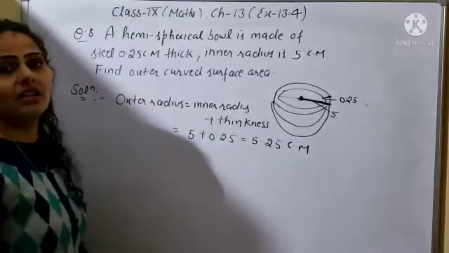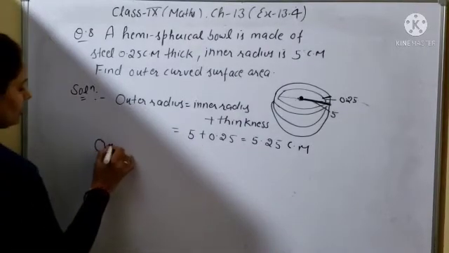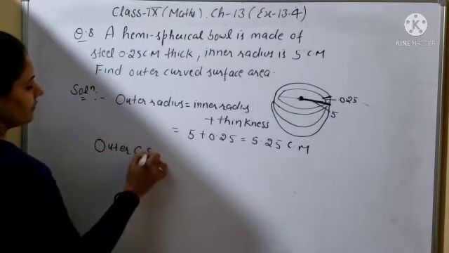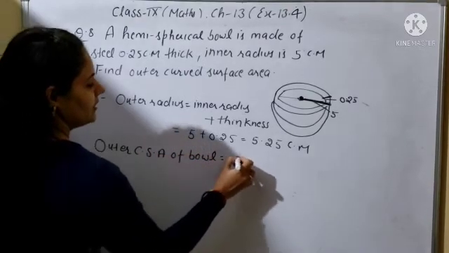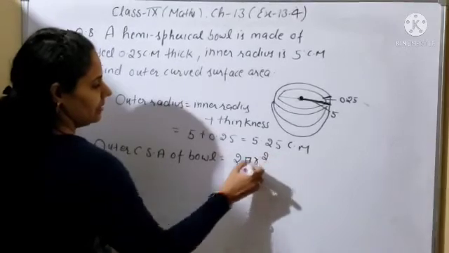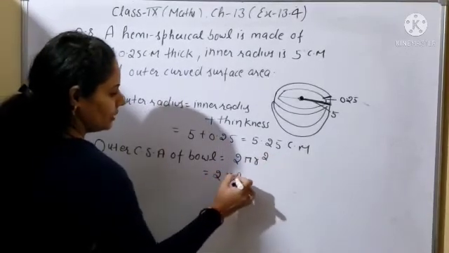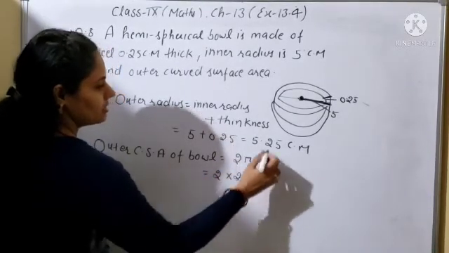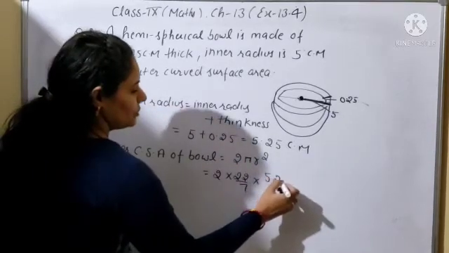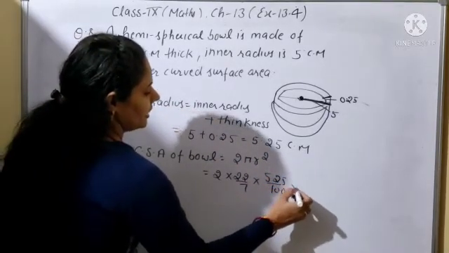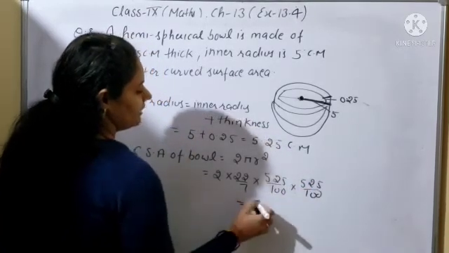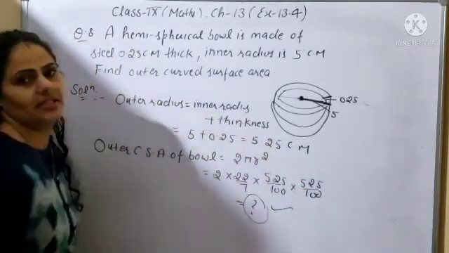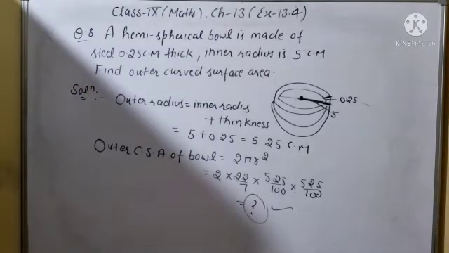Now you will find out the outer curved surface area. So outer curved surface area of bowl will be, what will be the curved surface area? 2 pi r square. Put the value. So 2 into 22/7 into r square. So r square will be 5.25. So you can write it as 525/100 and 525/100. Now solve it and find out the curved surface area. So it will be in the centimeter square. Clear? So this was your question number 8.